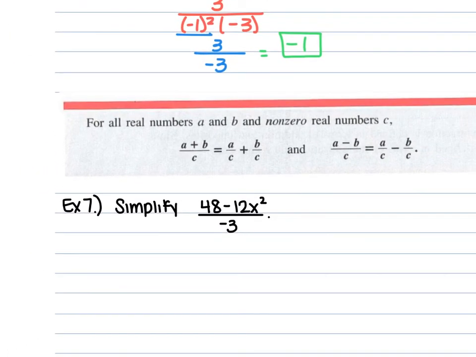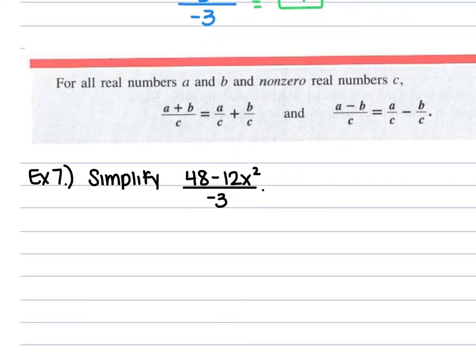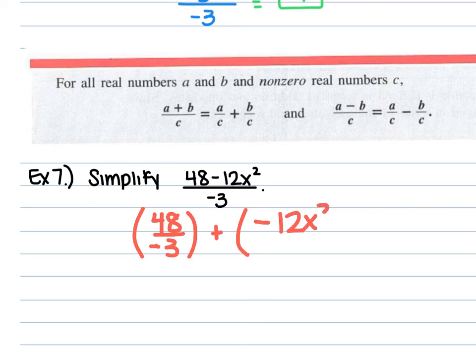For example 7, this is going over the fact that you have an expression in your numerator and one single term in your denominator. When that happens, you can separate these two and make two fractions, so that way it makes it a little bit easier for you to divide these numbers. So if we look at example 7, they give us 48 minus 12x squared all over negative 3. Now this is the same exact thing as saying 48 over negative 3 plus negative 12x squared over negative 3.